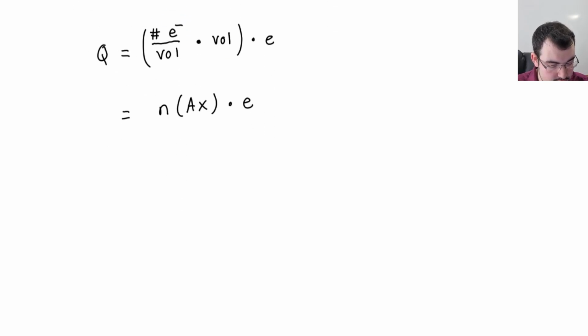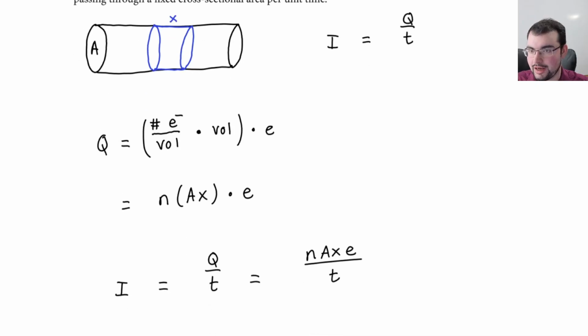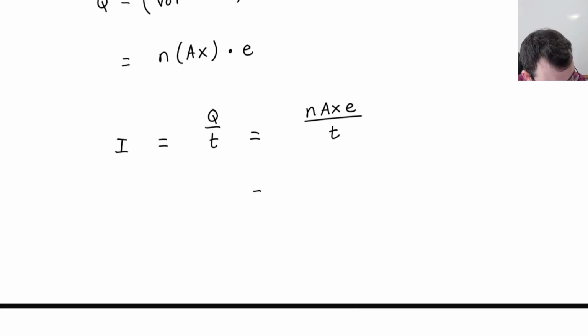So that's Q. Now we can just plug into our formula that says current is equal to Q divided by time. Q is n times A times x times e, divided by t. And notice we made this value of x up, so it better cancel or do something. It will, because we can cleverly group this. I'm just doing some reordering so we get the formula in the form that we want it. So I is equal to n times e times the quantity x divided by t, times A.